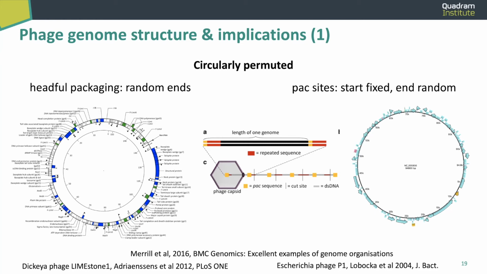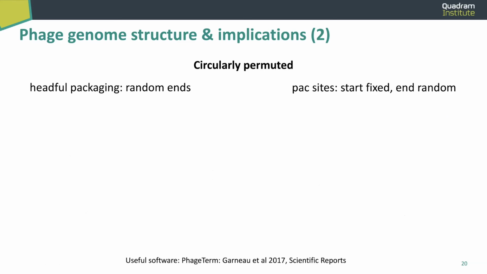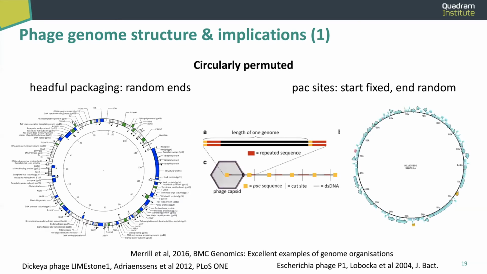Another type is packaged with pac sites, where the start of the first molecule that is packaged is fixed, and you can see that in the middle. Each phage capsid gets packaged from your pac sequence until it's full, which is more than 100% of the genome. And then in the next phage particle that's produced in the same cell, we start from the point where we left off in the previous particle, and we package more than 100% again.